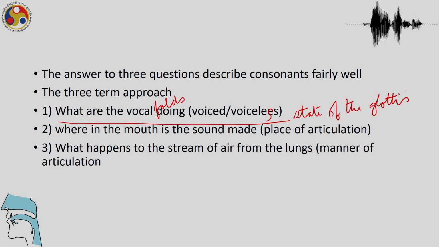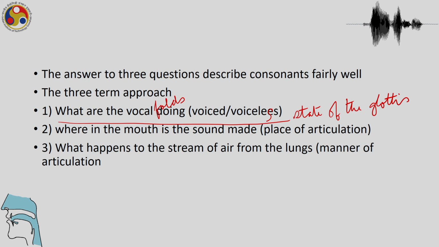So essentially this will tell you whether the consonant was voiced or voiceless. Secondly, the question is, where in the mouth is the sound made? This is the place of articulation. So where was the obstruction, and the place where the target of the gesture was? So what was the target of the gesture?